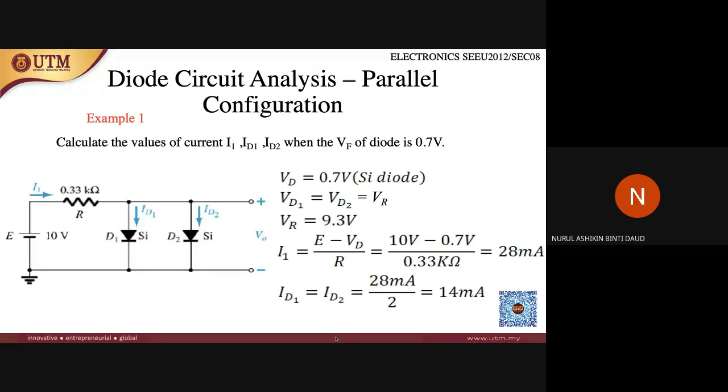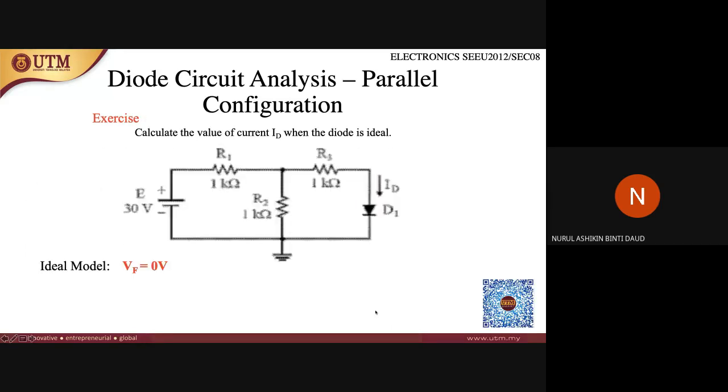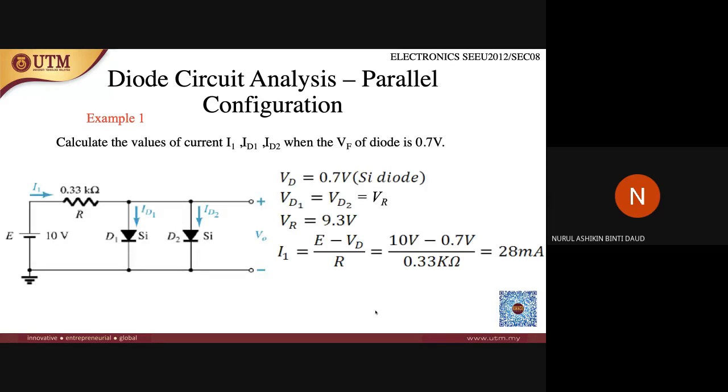Okay, I will explain this one first, the parallel. After this, I will put the answer inside the e-learning for your reference, because we have lots of exercises after this. So I will give the answers inside the e-learning. So I will just explain the parallel.